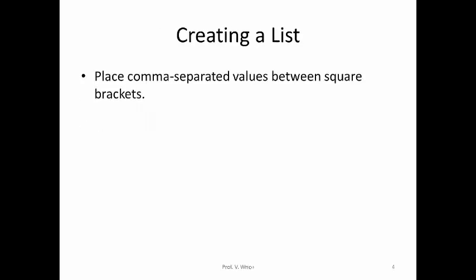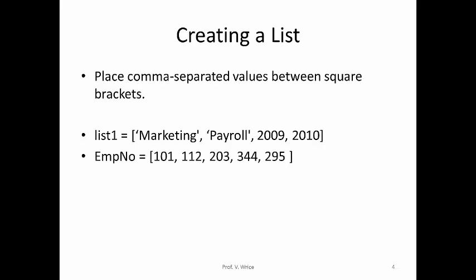Creating a list is as simple as putting different comma-separated values between brackets. List 1 is marketing, payroll, 2009 and 2010. The employee number list is 101, 112, 203, 344, and 295. List 3 equals John, Barbara, Carl, and Doris.